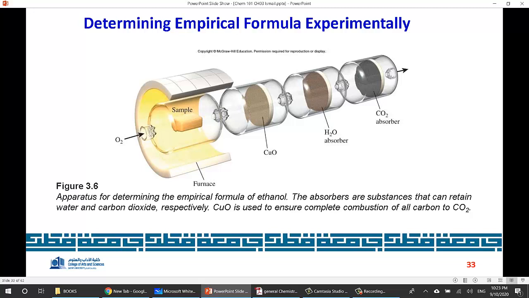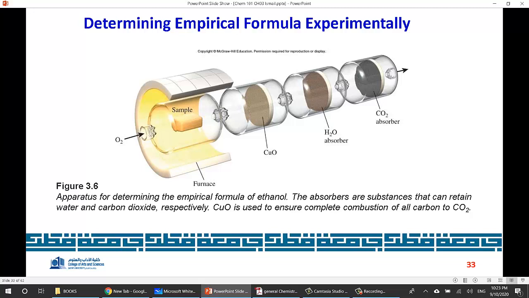Last time we talked about the idea of mass percent, and I think now you are able to determine the mass percent of each element in a compound easily. The idea of the mass percent is important in order to determine the nature of compounds, the structure of compounds for organic compounds. So the way we do this is we can burn a sample inside this reactor that you see in the picture, and from some calculations we can determine the empirical formula of that compound.